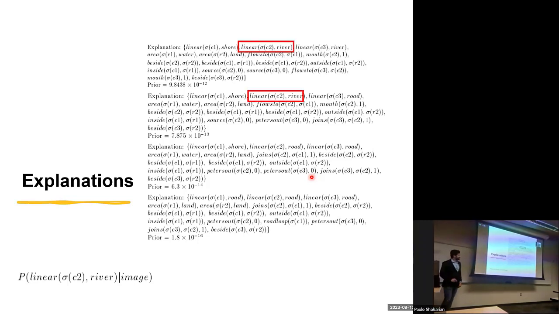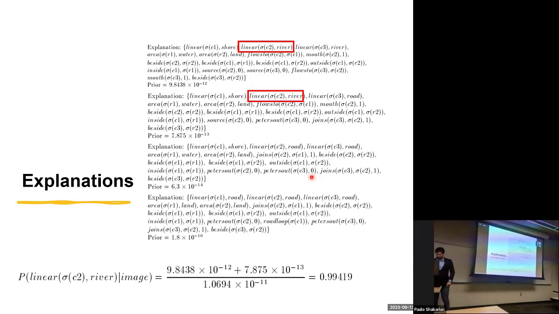Now, notice here that we have these two different explanations where we're saying there is a river. And so we can also compute the probability of a river existing in that particular image. So it's the probability of a river given that there's an image, and that's a pretty straightforward computation.